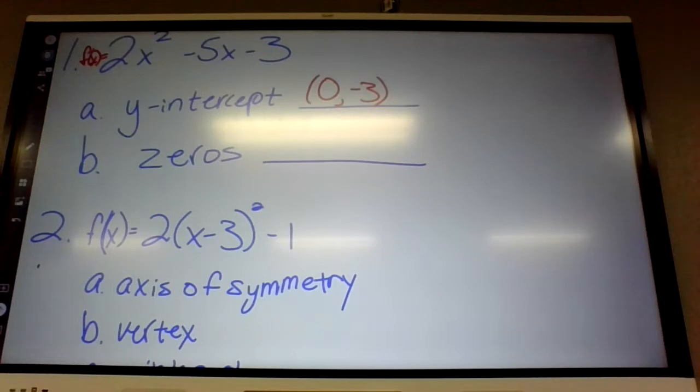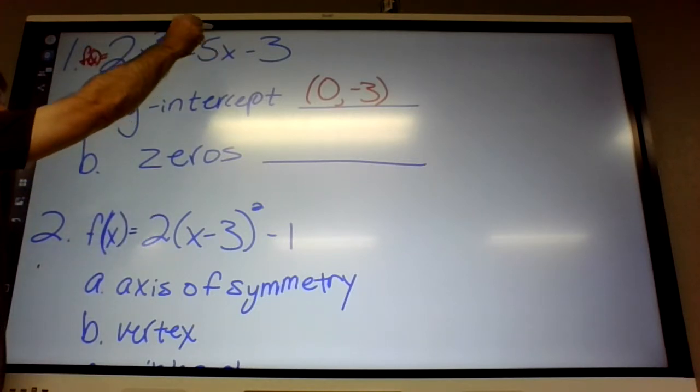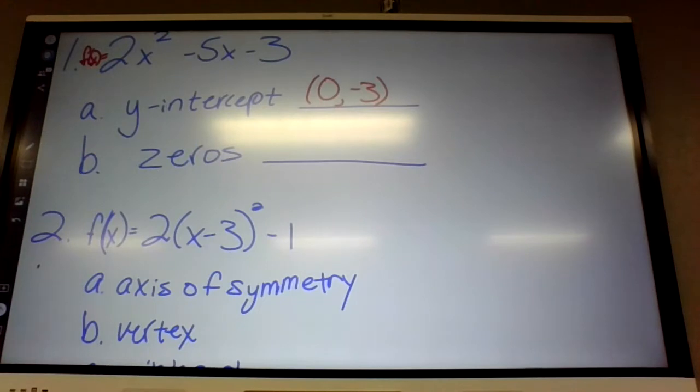If you did not know that, you need to write a note to help explain it to yourself. If you just write down 0, negative 3, probably not going to help at all. Is it because it's the last one? No, it's because when you put in 0 for x, what comes out is negative 3. Because everything else is 0. Right. If this is 0, this is 0. If this is 0, this is 0. The y-intercept always has an x value of 0. So I put in 0 for x.